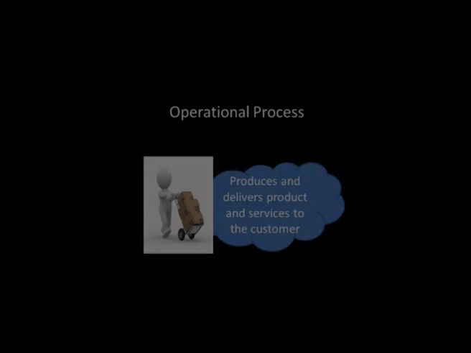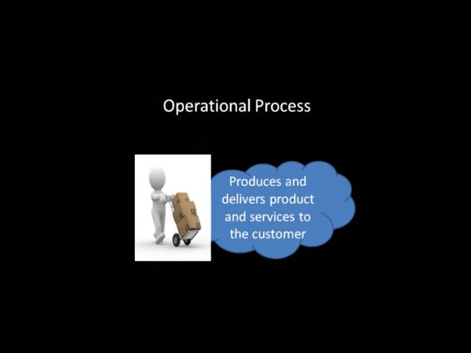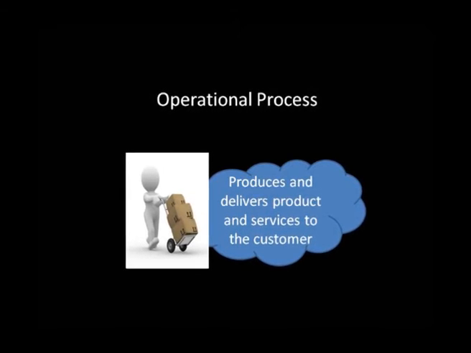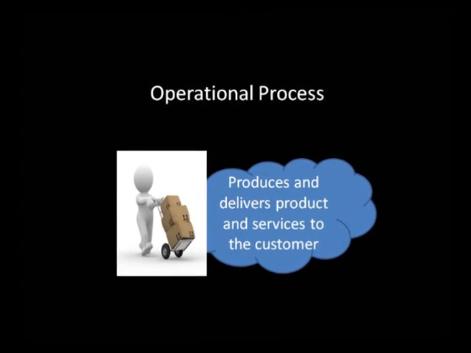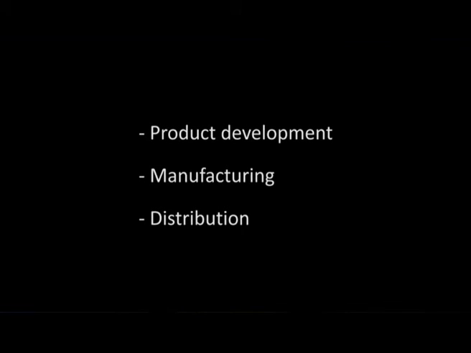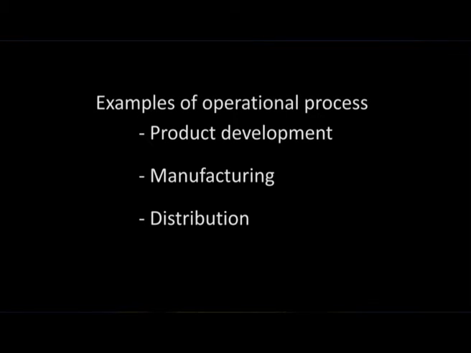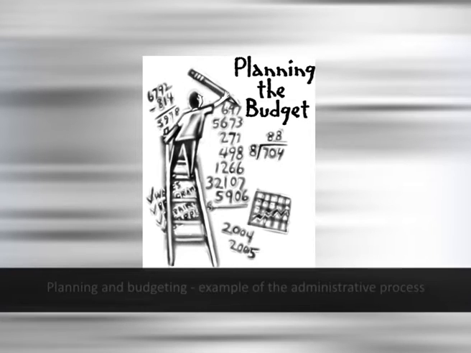The process that creates, produces and delivers products and services to the customer is called operational process, while the process that is not involved in the production of output, but yet is necessary for running the business, falls under administrative process. Product development, manufacturing and distribution are examples of operational process. Similarly, planning and budgeting are examples of administrative process.